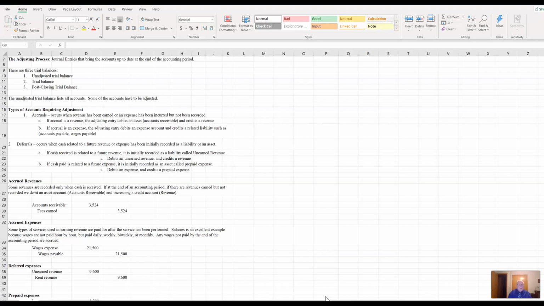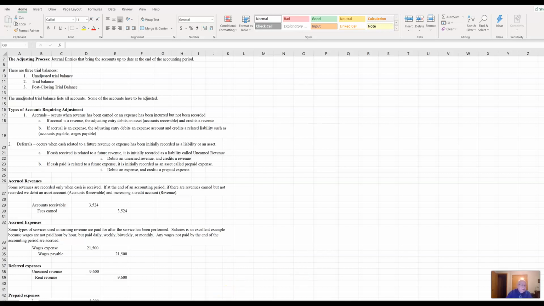Those are deferred revenues, and deferred expenses would be the same type of thing. It'd be like utilities expense. Those are deferred because you don't get billed for them until a month after you actually use the utility or the power. So those are done after the fact.